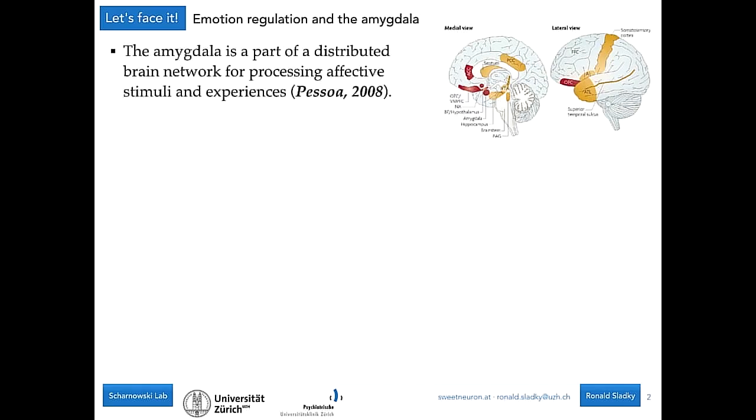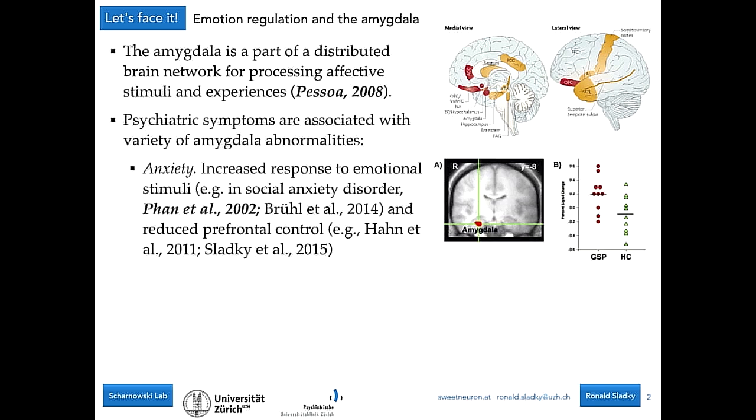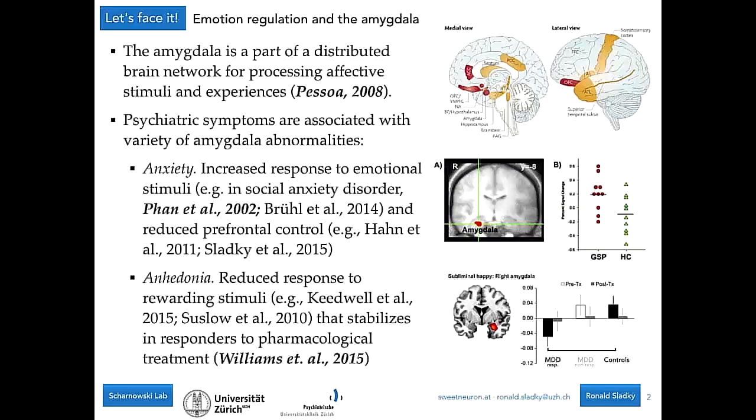The amygdala is part of the emotion processing network. It's part of a very intricate network. And also in a number of psychiatric disorders, amygdala dysfunction has been observed. For example, amygdala hypoactivity or hyperactivity is associated with the symptom of anxiety that is often found in anxiety disorders, or also hypoactivity, too little activation to previously rewarding stimuli, associated with anhedonia.